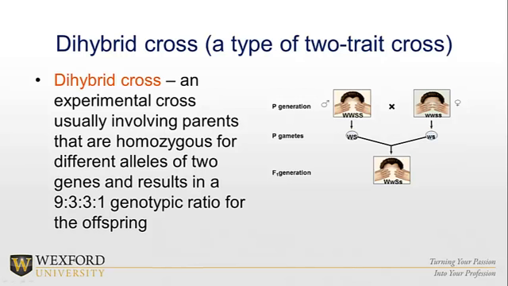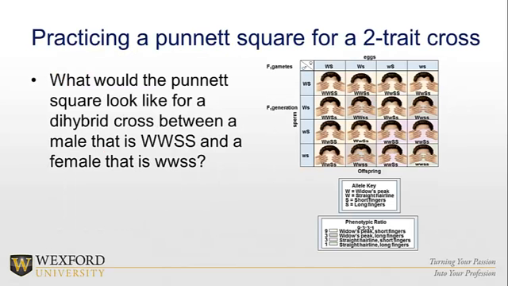So a dihybrid cross is an experimental cross usually involving parents that are homozygous for two different genes, and it results in a 9 to 3 to 3 to 1 ratio for the offspring. Because once again, if we do this here, here are the possibilities for the F1 generation, but we also want to go on to the F2 generation. So here are the F1 gametes. And we can see we have a 9 to 3 to 3 to 1 ratio as far as widow's peak and short fingers. Okay, so let's see if we can see this here.